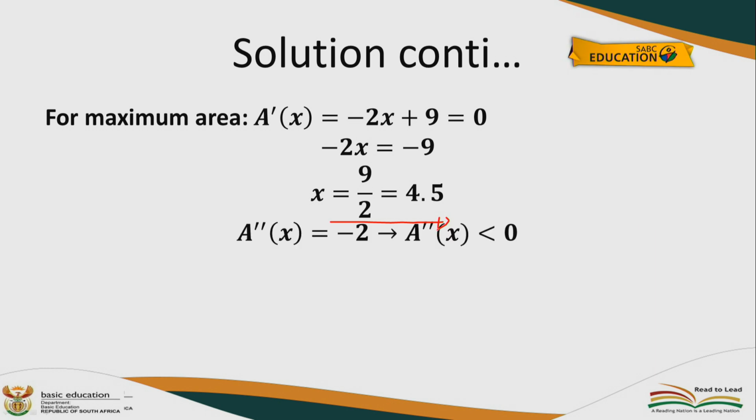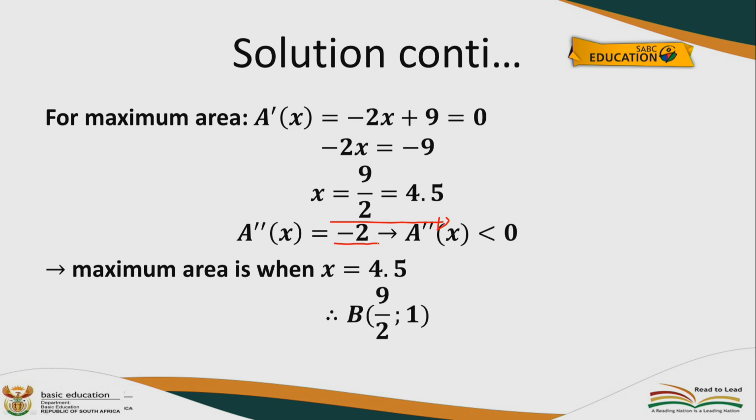To do that, we use the second derivative. Okay, we take the second derivative. We can clearly see that the second derivative is -2, which means the second derivative at this point is going to be less than 0, and that will mean maximum area. So it means that the maximum area is when x equals 4.5.